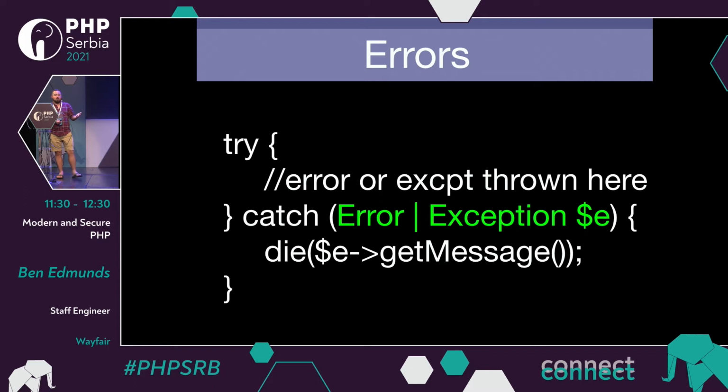Also, PHP 7.1, though, added multi-catch exceptions. So you could catch both of them here like this with the pipe between them.